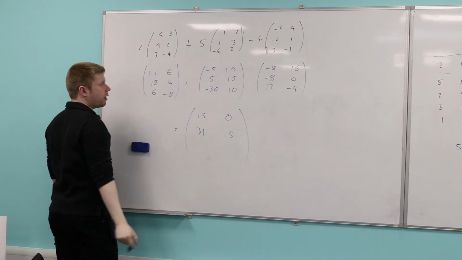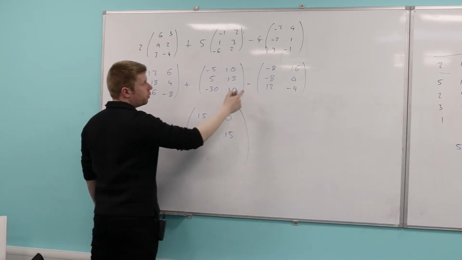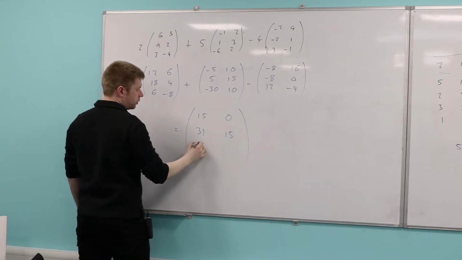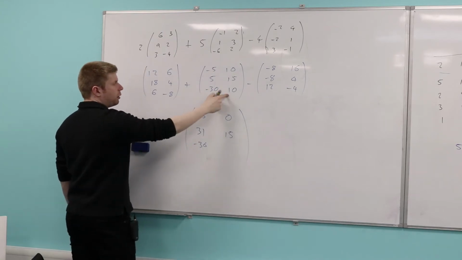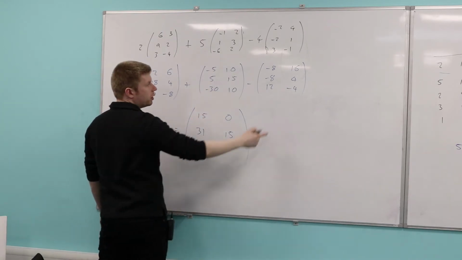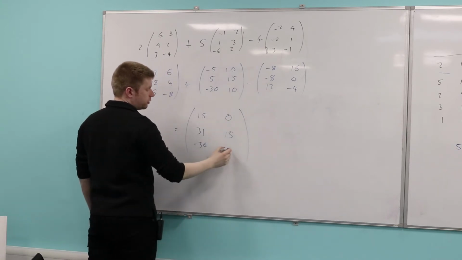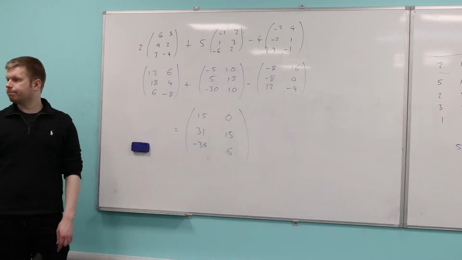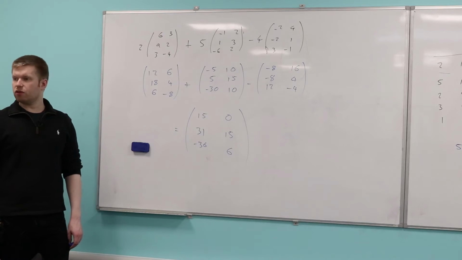6 plus negative 30. Negative 24. Take away 12. Negative 36. Cool. Negative 8 plus 10. 2. Take away negative 4. 6. Make sense? Nice and straightforward?